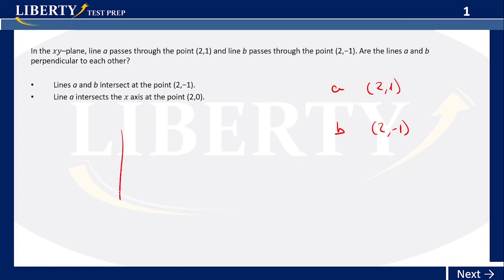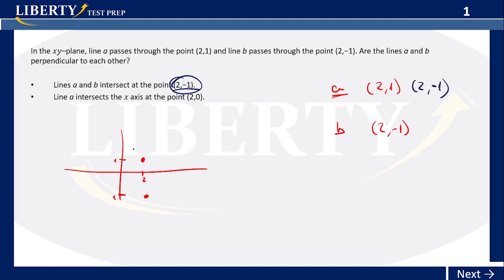If we're going to try to draw it, this is the coordinate plane. This is (2, 1), the first point for line A. And this is (2, -1) here, the first point for line B. We need another point though. Now let's go with the first data: line A and B intersect at the point (2, -1), which means (2, -1) is also a point for A.